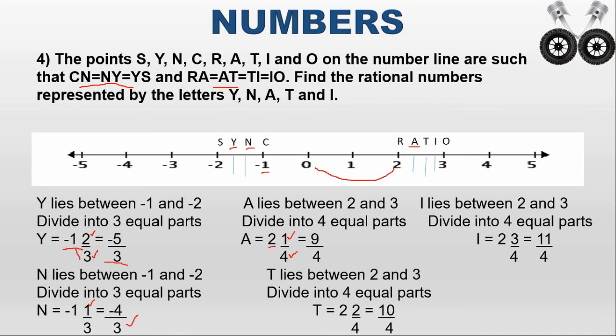Now you have to convert the mixed fraction into an improper fraction. So multiply 2 and 4, 8 plus 1, 9 by 4. So the a value is 9 by 4.